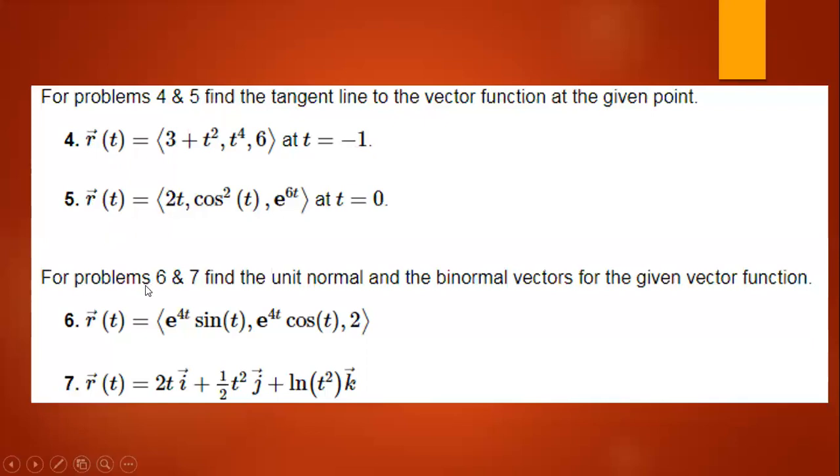For problems 6 to 7, find the unit normal and binormal vectors for the given vector functions. These are just for your practice. This exponential function is given, and this r of t is equal to this one. In this term, we have three. In questions 4 and 5, we have limits. After the solution of the question, whatever we have to find, we substitute the limit at the end.